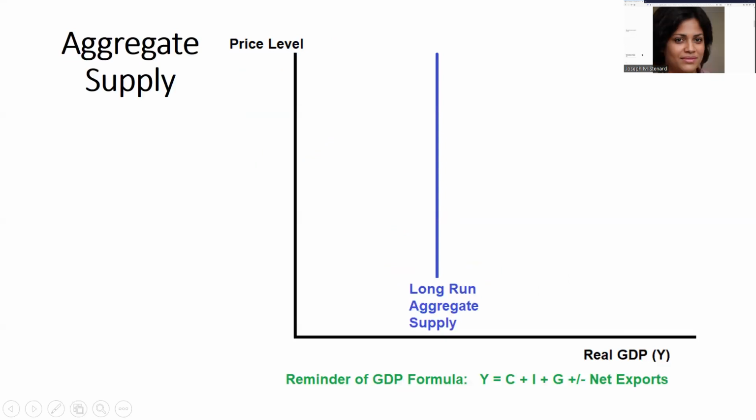Now aggregate supply has a different relationship. You see, it's a vertical line. The long run aggregate supply is a perfectly vertical line because it's unaffected by the price level. Think about that. Our ability to produce has nothing to do with the price level. Our ability to produce has everything to do with our land, labor, capital, and entrepreneurship. If the price level is high or low, what we're able to produce doesn't change because the physical PPF doesn't change either with the price level.